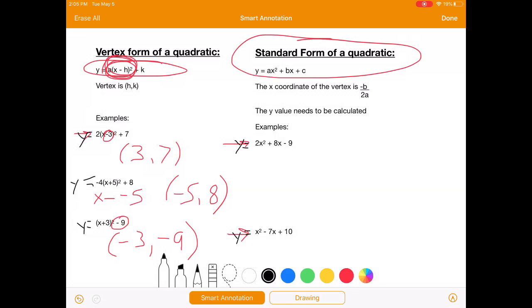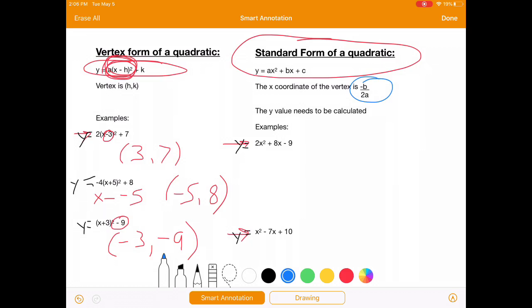All right, so to find the vertex when you have a standard form of a quadratic, it's actually a lot more difficult than the vertex form. You have to remember a little formula, negative b over 2a. And in this situation, this is only going to give you the x coordinate. When we had it in vertex form, it gave you the x and the y, and it was very straightforward, very simple. Here you only get the x coordinate, and you would have to use the formula itself to figure out what the y is.